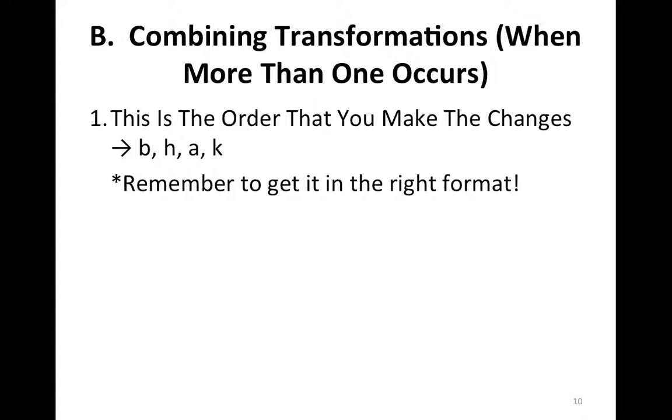So the order that I normally make my changes in once I've put it in the right form is B, H, A, K. We've talked about this before. The biggest thing is that as you list this, you list B before H and you list A before K. So if you do it in a slightly different order, as long as you follow that general rule that B comes before H and A comes before K, I'm happy.